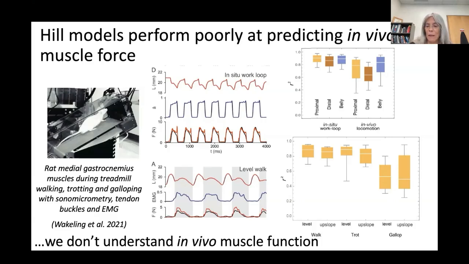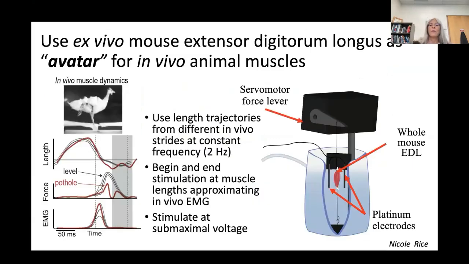And if so, how would we go about doing this? So what we've done is take the classic work loop experiments, and Jenna did a really nice job of describing them. We take a single muscle from a mouse and put it on the arm of a servomotor force lever where we can control the length and measure the force, or control the force and measure the length.